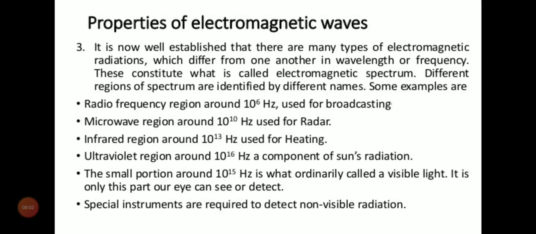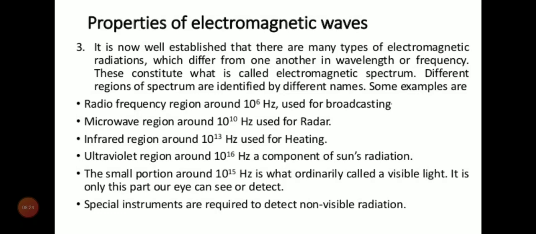Hertz is cycle per second. One cycle means one crest and one trough pass through a point, that is one cycle, okay. And cycle per second we call hertz, H-E-R-T-Z. This is the unit used for frequency. So the radio frequency region is around 10 to the power 6 hertz.